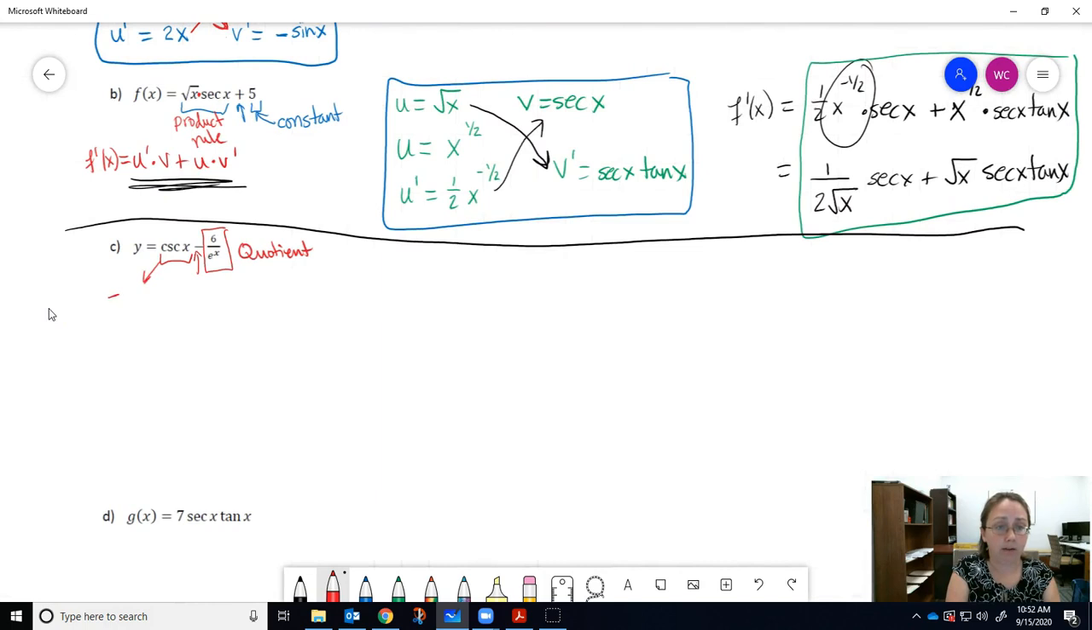So negative cosecant of x, cotangent of x. That's going to be the derivative of that piece. And then we need the quotient rule. So let's write that down.